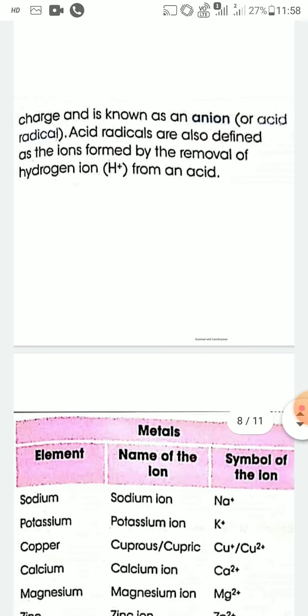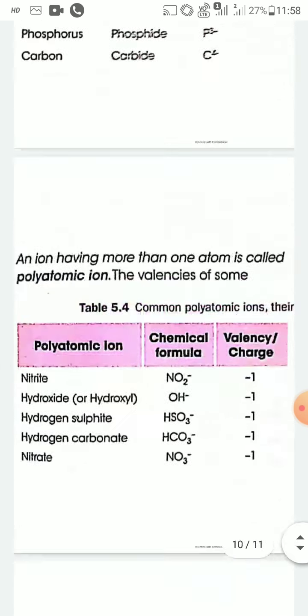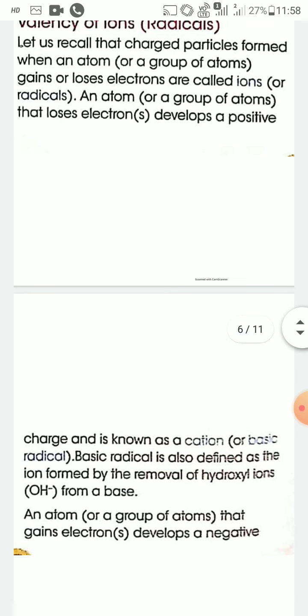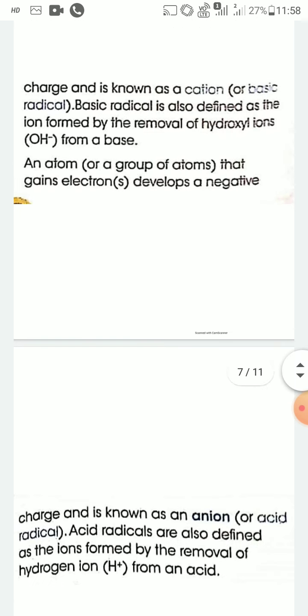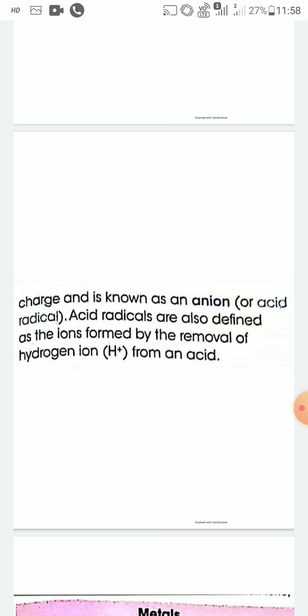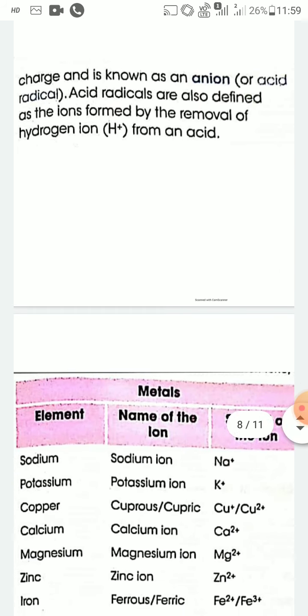Okay, so cations are also called basic radicals, and anions are also called acid radicals. Cations are formed by losing electrons from an atom or group of atoms, and anions are formed by gaining electrons. Okay, this is the main point. How are cations and anions formed? Cations are formed by losing electrons, and anions are formed by gaining electrons, one or more electrons.